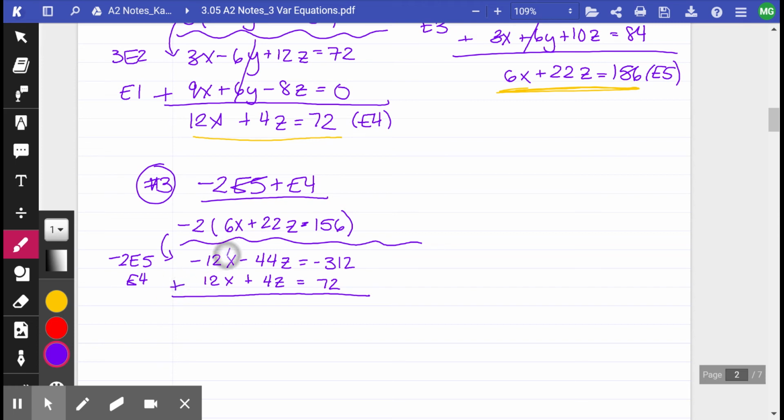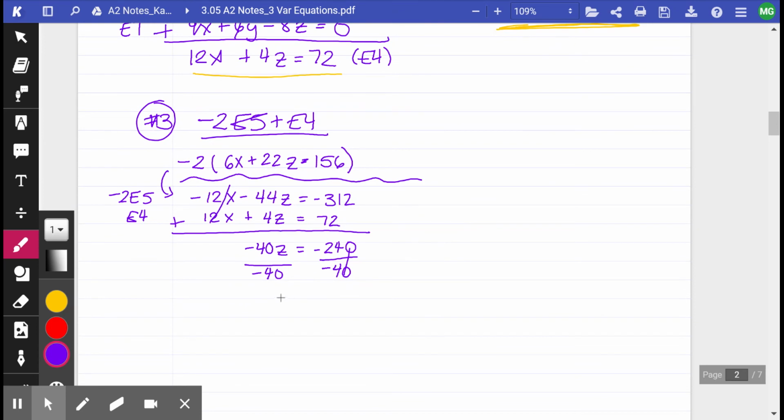And I'm going to add those together. So I get -40z equals -240. And I want to divide both sides by -40 so I can solve for z, and I get z equals 6. So I have one of my 3 answers now.